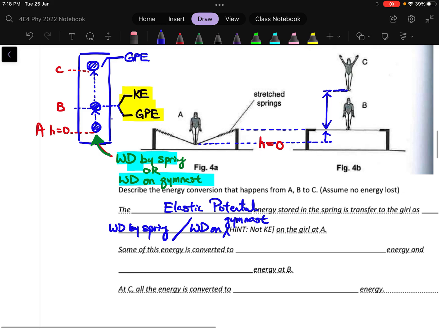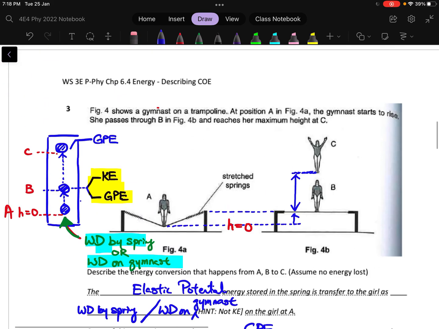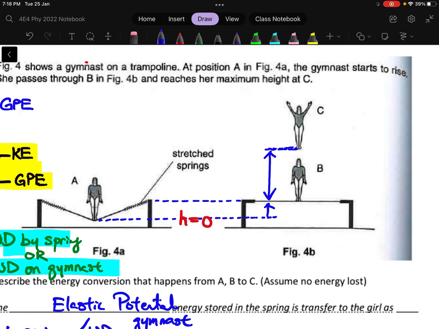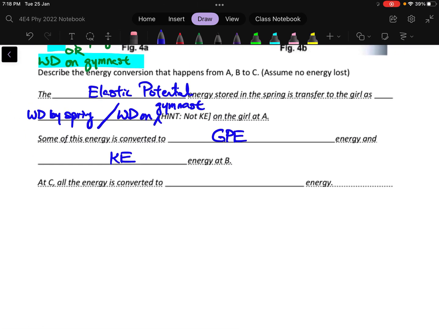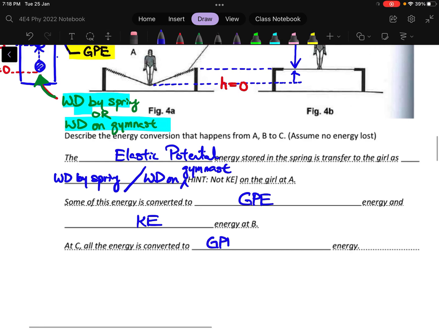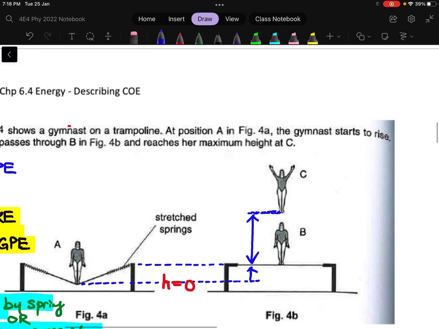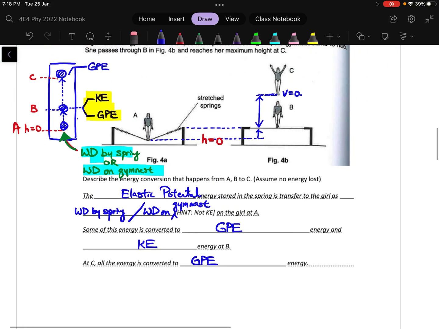So of course, the girl, after receiving this bunch of energy, will turn it into GPE, and will turn it into kinetic energy at B, because the gymnast at B gained some height, and of course she is already moving, so there will be KE gain. And at C, all the energy that she gets from the spring, or even from whatever energy you have at B, will be completely converted into GPE, because at the top over here, she is no longer moving. It reaches the maximum height, a point of U-turn. So that's question 3 for you.